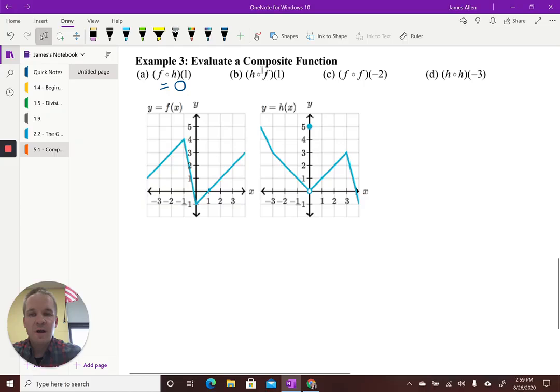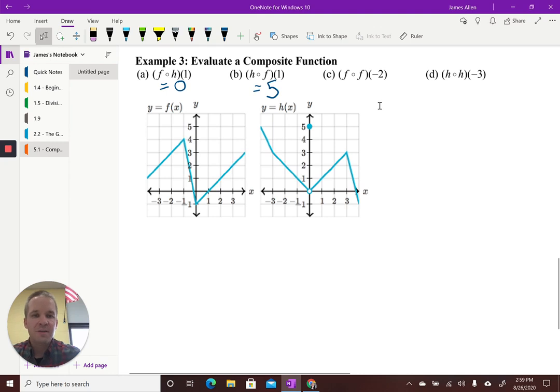Next one. If I do h of f of 1, that means I'm going to do f of 1 first. Well, f of 1 is 0. And then I would do h of 0, which is, that's not a point on the graph right there. 5. H of 0 is 5. Okay. Let's keep it moving.